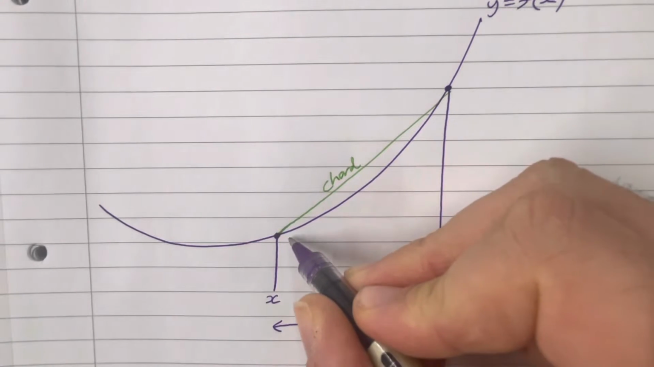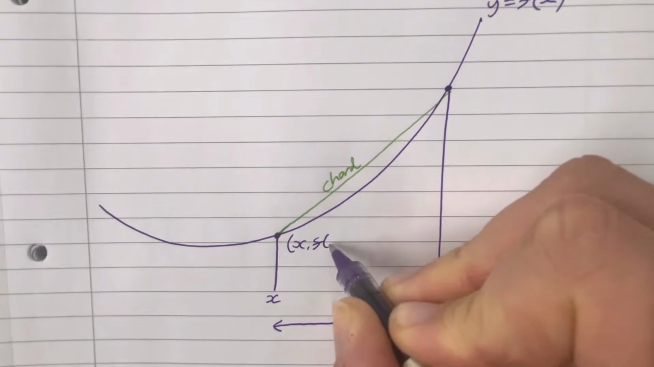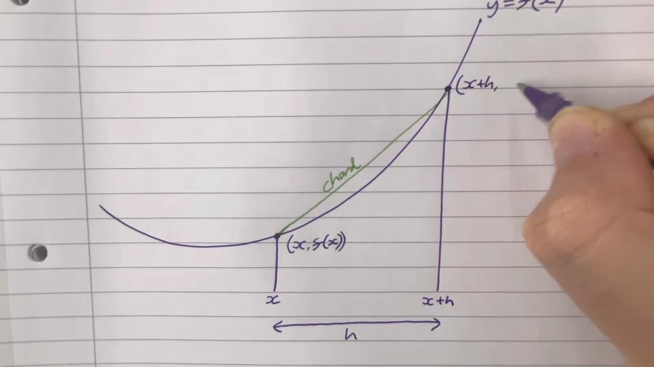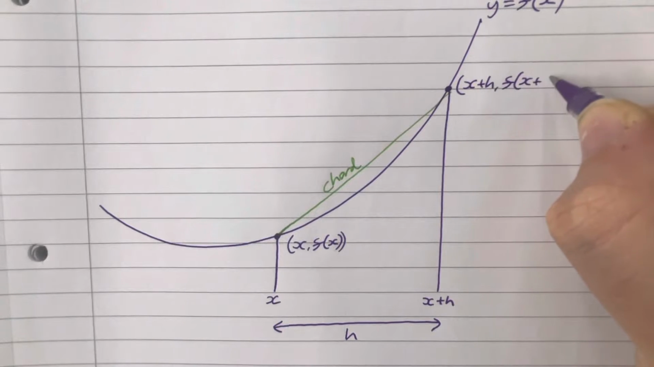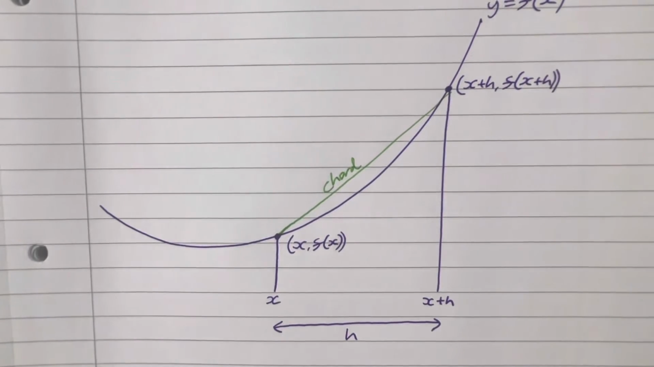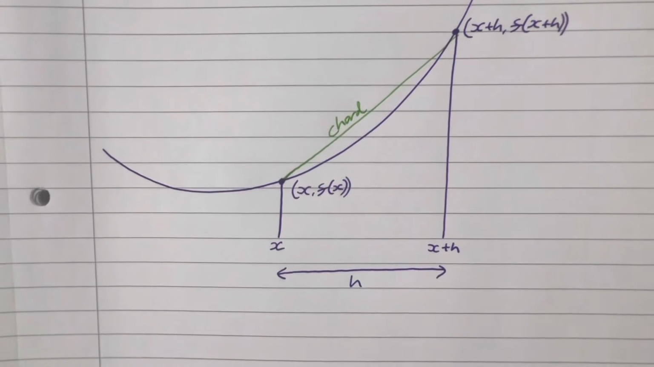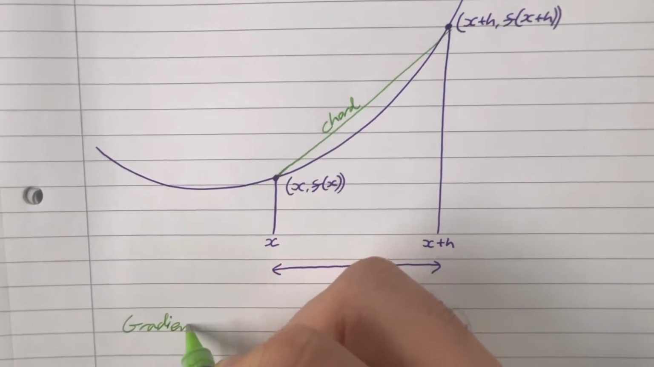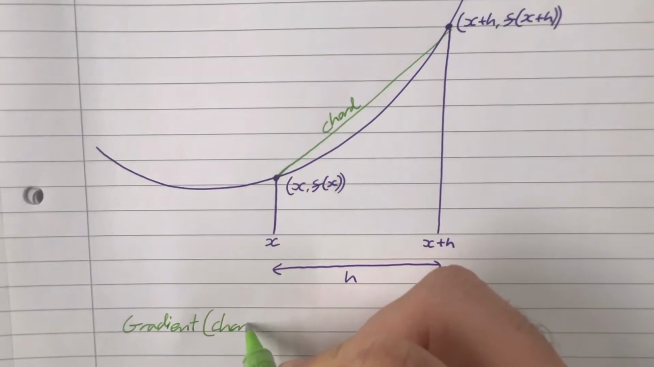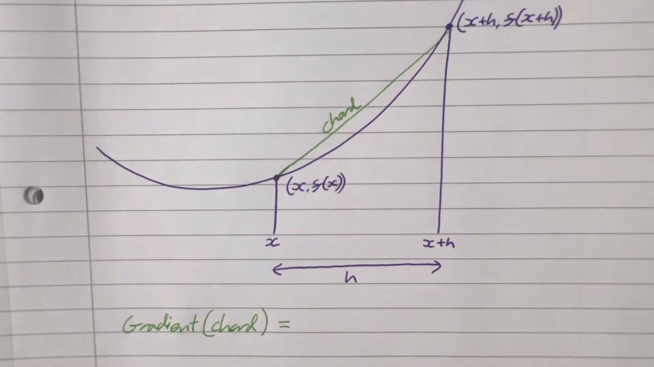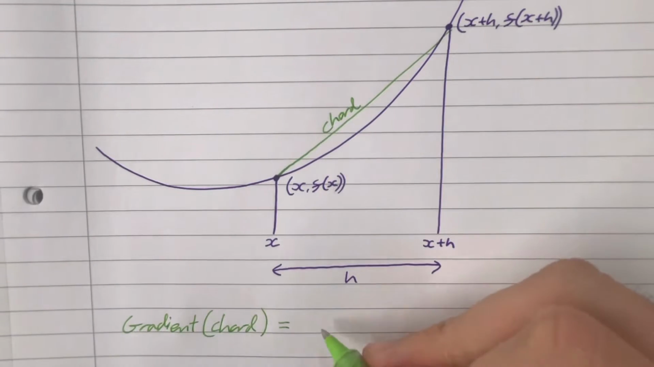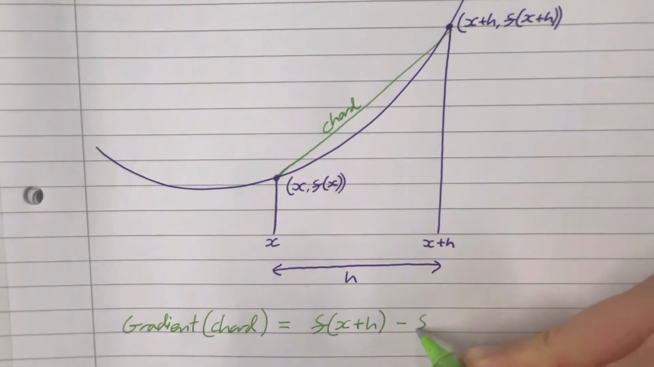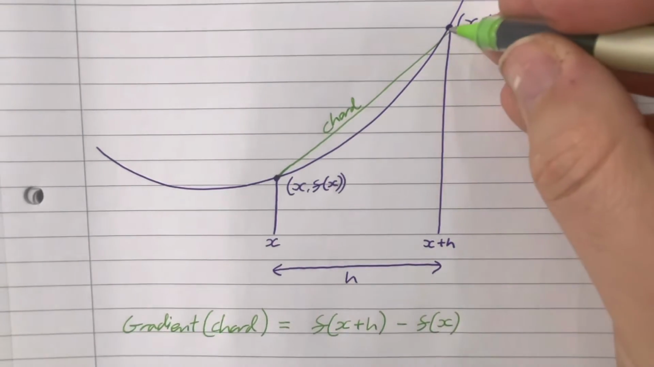So this coordinate here is going to be x, f of x. And this coordinate here is going to be x plus h, f of x plus h. Okay. Now the gradient of the chord then, fairly easy to calculate. So the gradient of the chord is just rise over run. Difference in y, which in this case is going to be f of x plus h minus f of x. So that's the difference between that point and that point.